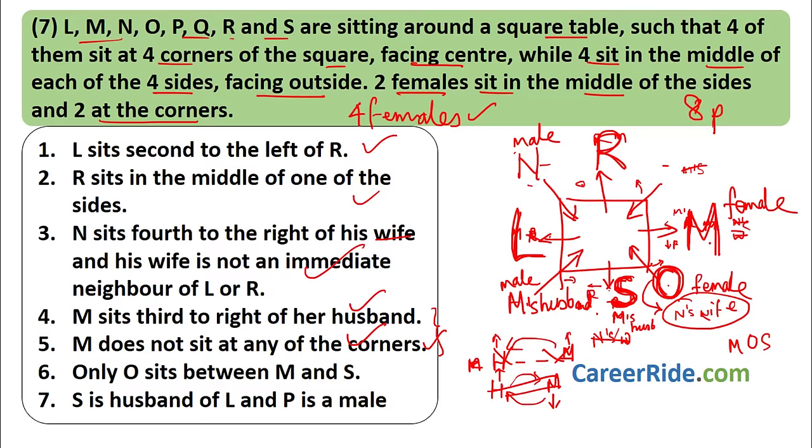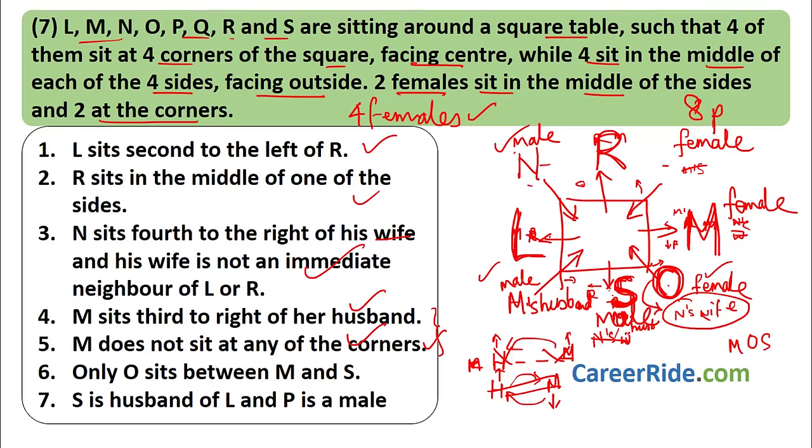So let us see, what do we have now? We have M, O, S, L, N and R. So we have female over here. We have a male over here. We have a male over here. Only a female can come over here. What have they given? Last is S is husband of L. So S will be a male.